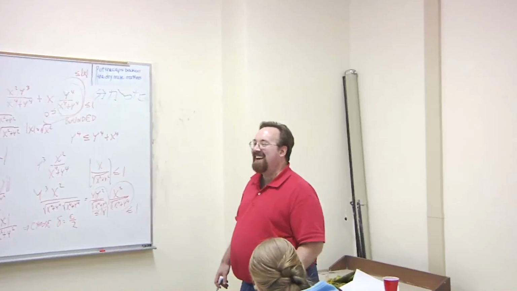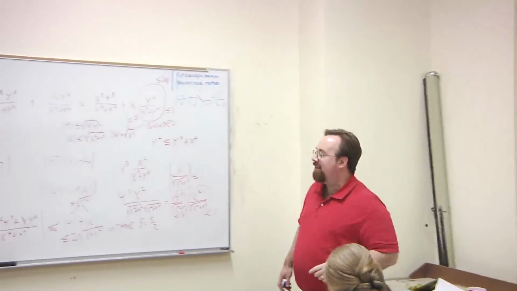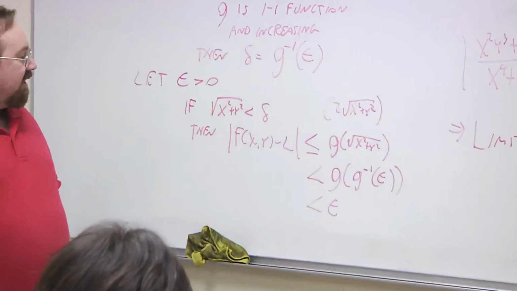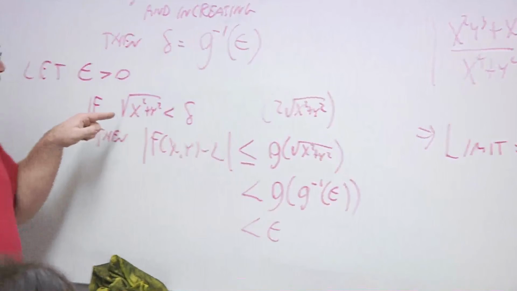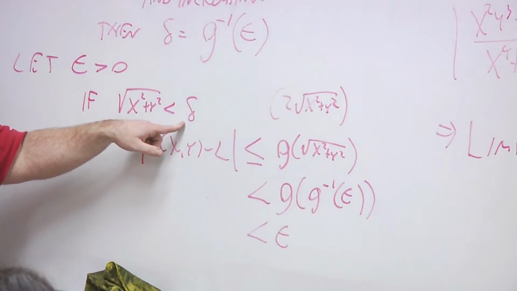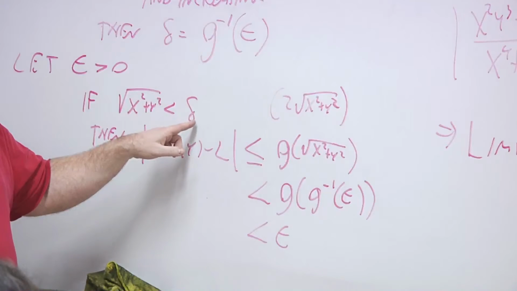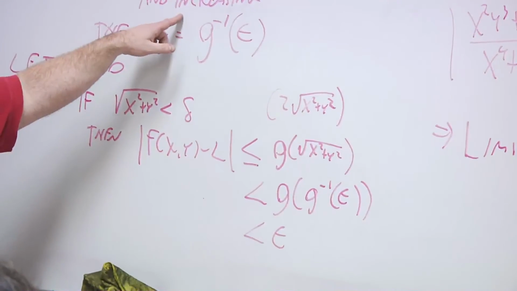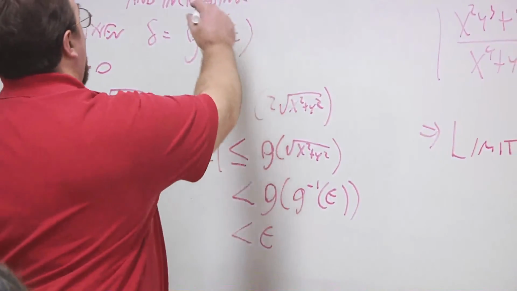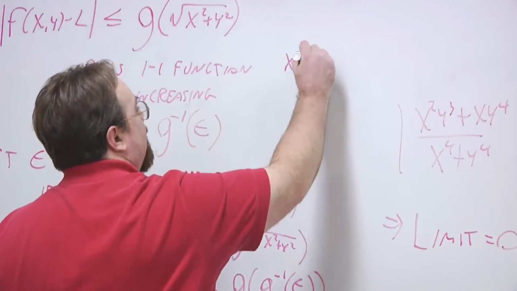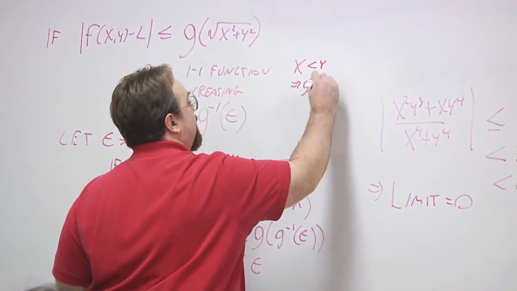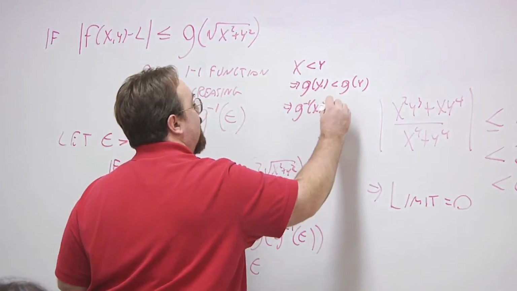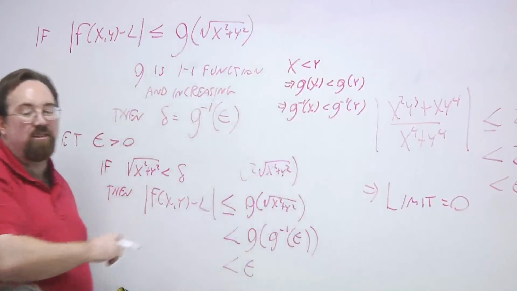Alright. Okay. The g of the square root of x squared plus y squared, how can you say that that's less than g of g inverse of epsilon? Okay, because you're assuming that the square root of x squared plus y squared is less than delta, and you've defined delta to be g inverse of epsilon. And this is where it's important that g is an increasing function. Because if the function is increasing, that means x less than y implies g of x is less than g of y, and it also implies g inverse of x is less than g inverse of y. So that's what allows you to make that leap.